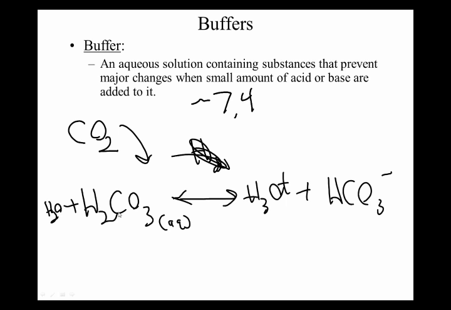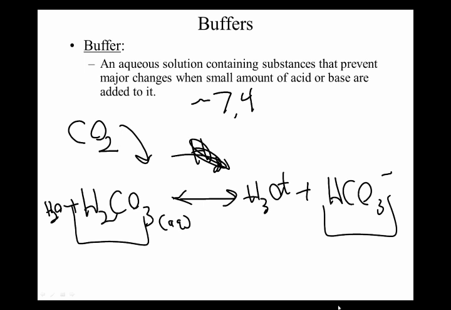The other thing that's really critical about a buffer is that in order for it to be effective, the acid and the base have to be in relatively equal concentrations. They have to have similar concentrations. They can differ by as much as a power of 10. So you could have up to 10 times as much of your weak acid as conjugate base or vice versa. Any more than that and the buffer isn't very effective.